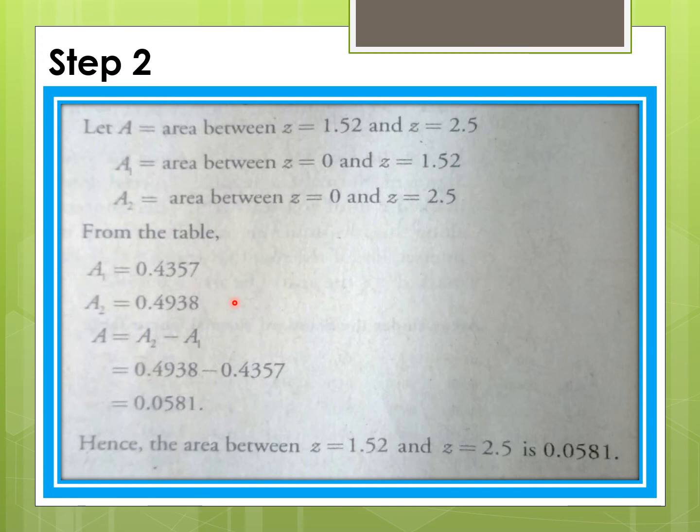So, ganun din, hanapin si 2.5. Since 2.5 lang siya exactly, so doon tayo sa column na 0 lang. Okay? Or yung, kumbaga, sa pangalawang column. So, yung intersection nila is 0.4938. Nakuha po?